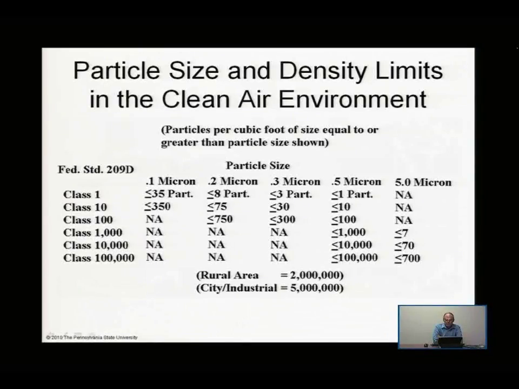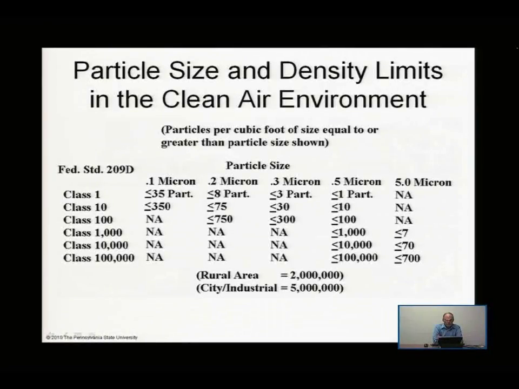And there must be less than 1 particle that is 500 nanometers or larger. So it has to be less than one of those. So the fifth column over here, 5 microns, doesn't come into play because the previous column says that there has to be less than 1 particle, 0.5 microns or larger.